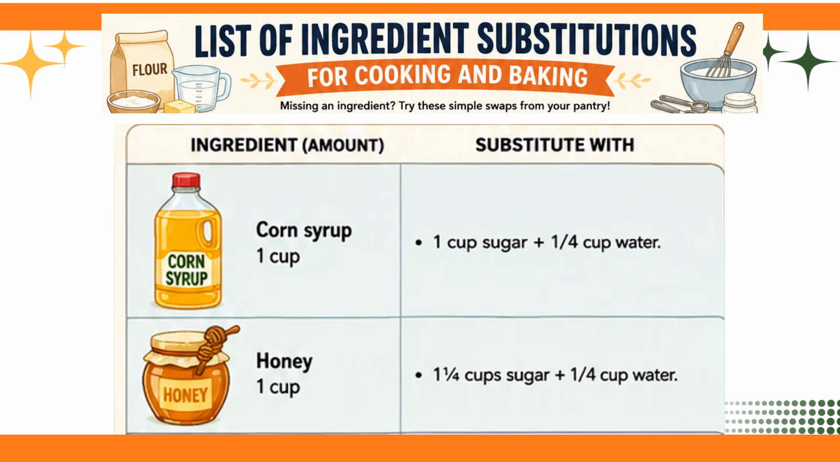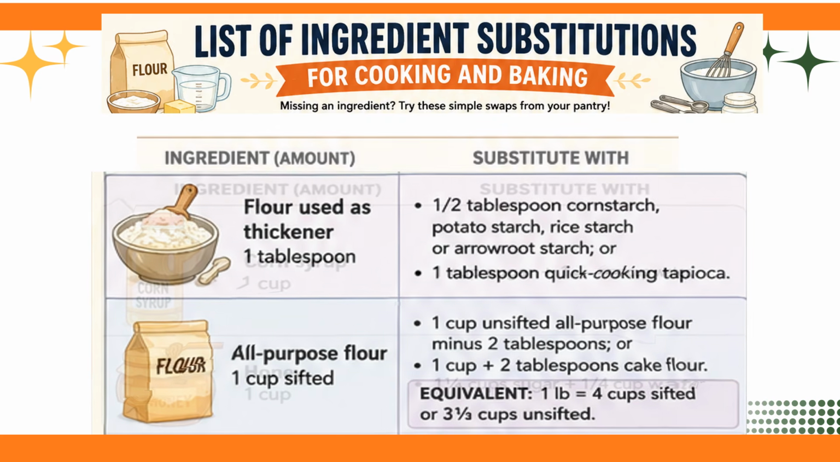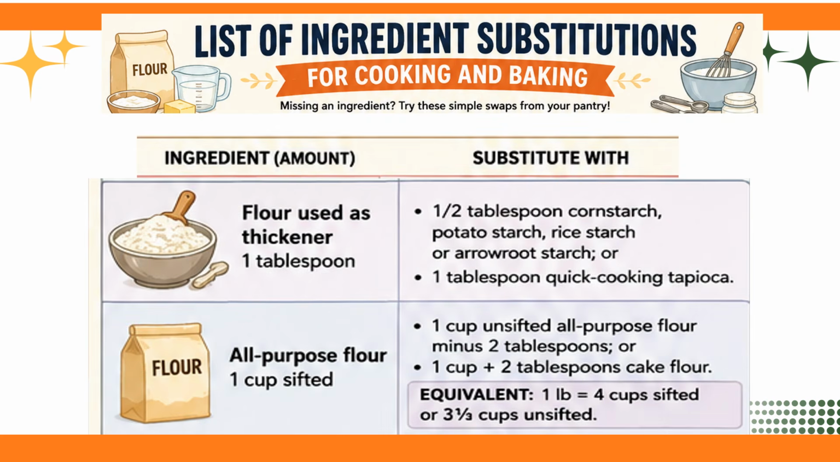Corn syrup, 1 cup. Substitute with 1 cup sugar plus 1/4 cup water. Honey, 1 cup. Substitute 1 1/4 cups sugar plus 1/4 cup water. Flour used as thickener, 1 tablespoon. Substitute with 1/2 tablespoon cornstarch, potato starch, rice starch or arrowroot starch, or 1 tablespoon quick-cooking tapioca. Flour is a pantry staple that is always worth keeping on hand and buying in bulk.